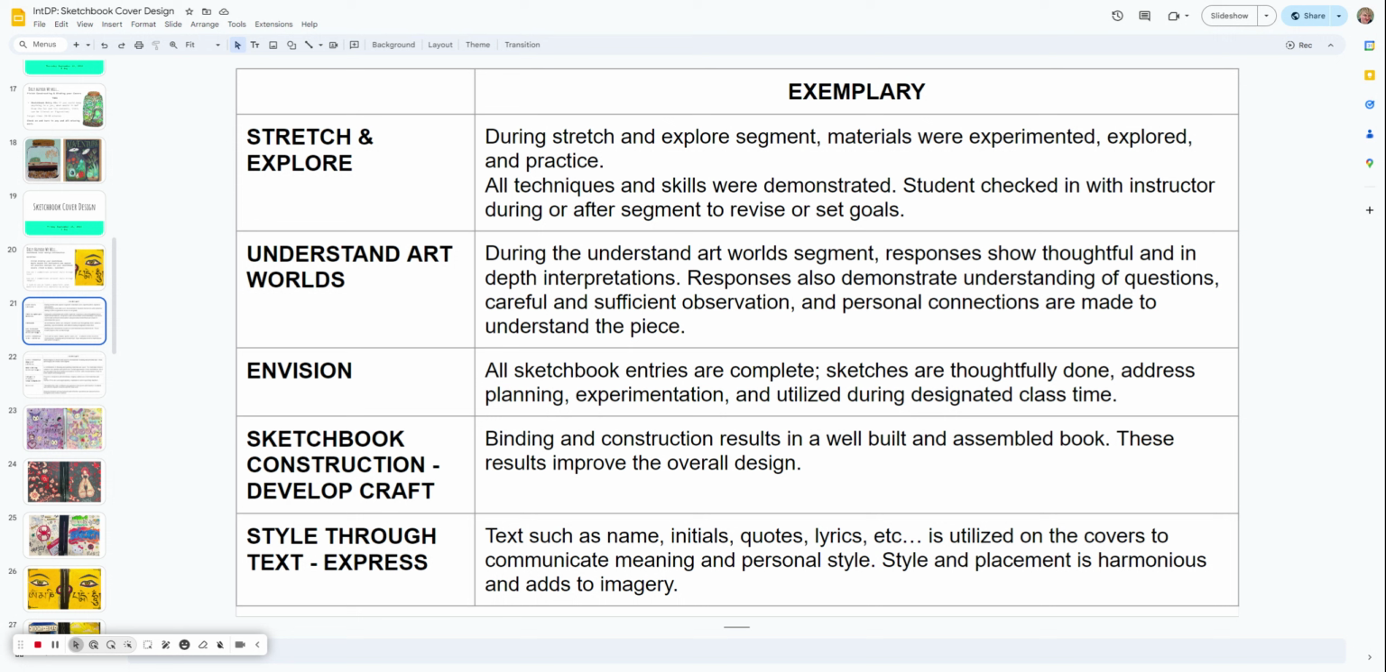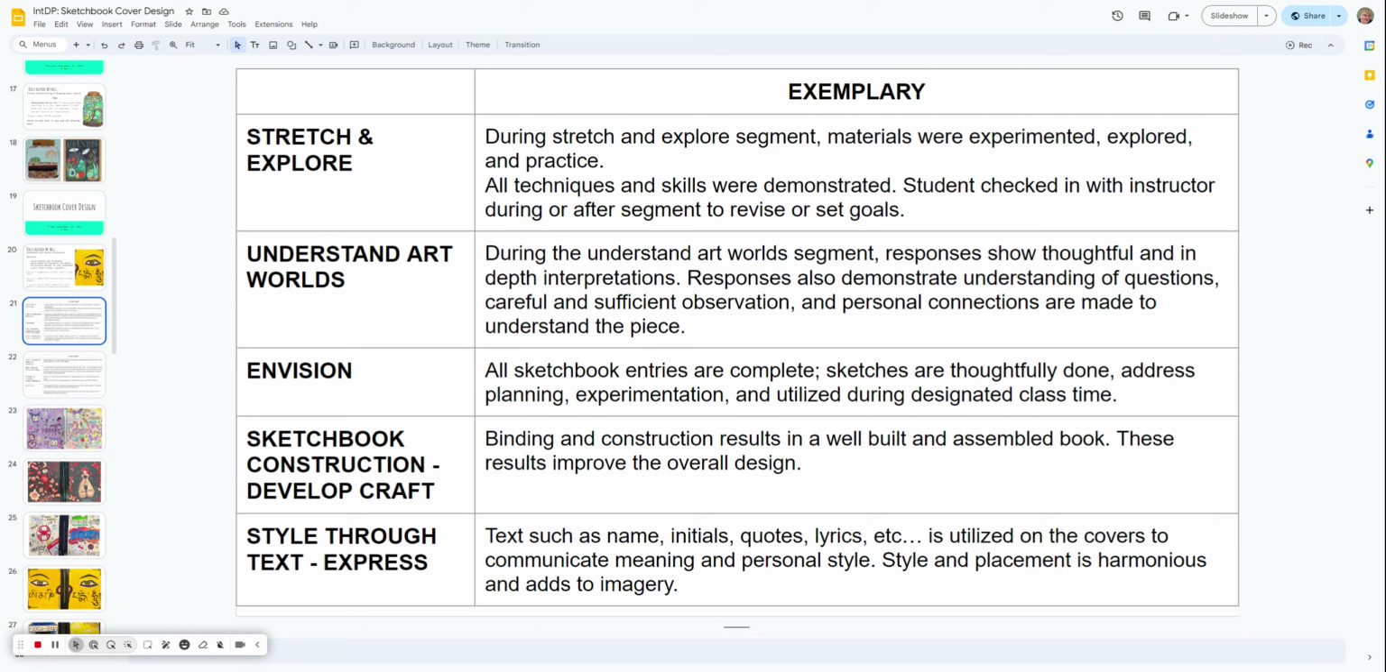So just with those, make sure that you are getting the Stretch and Explore and Understand Art Worlds finished up. Those will be those segments in that Unit 1 summative grade, so make sure that you are taking care of those if you haven't yet. And then the Envision, that's those planning and sketchbook entries. So if you're not doing those yet, make sure that you are continuing to do those and getting caught up.